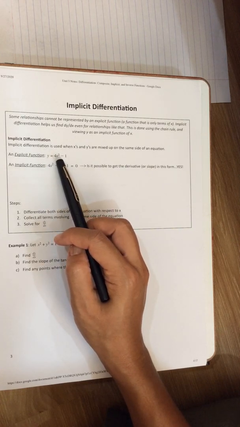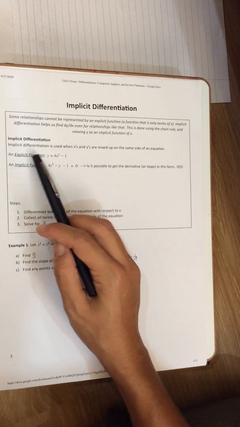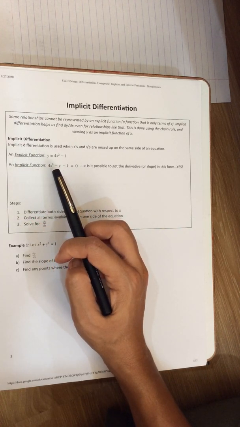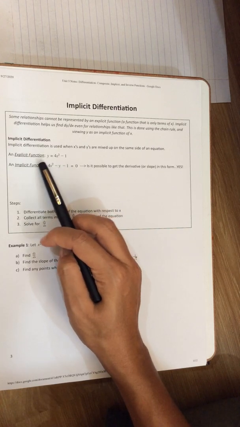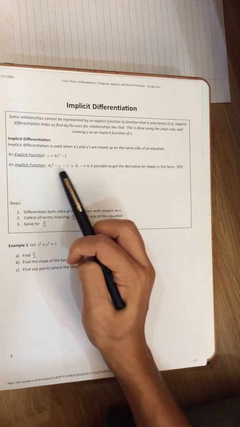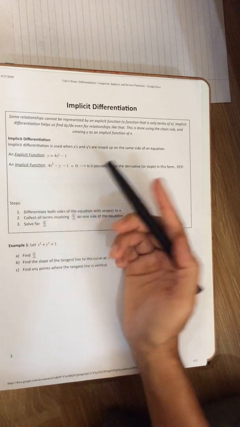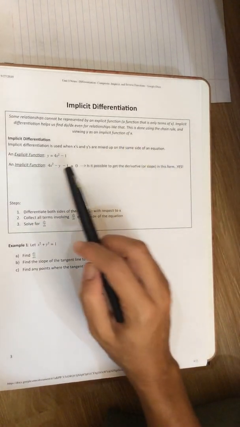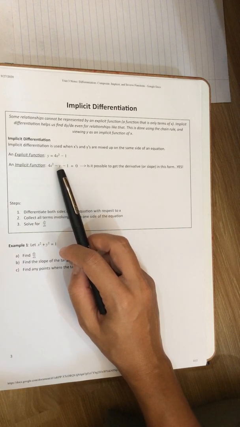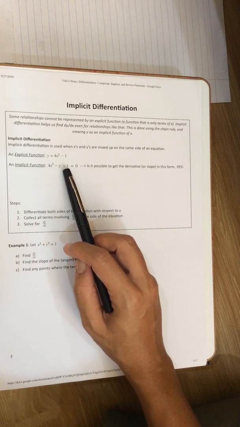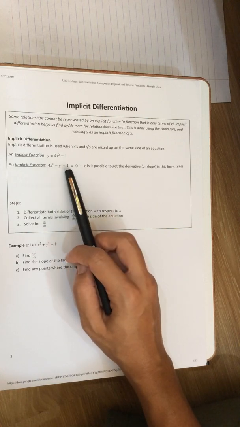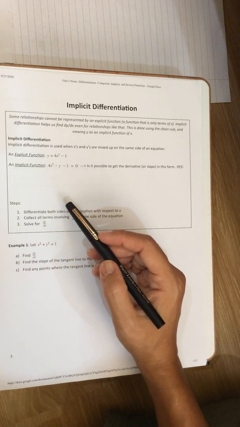That's why it's called an explicit function. Today we're going to learn how to differentiate implicit functions, right? So when the x's and the y's are on the same side, no variable is being defined in terms of another variable. Is it possible to find the derivative or the slope of a function in this form? Yeah, sure it is. We could put that on Desmos and we'd be able to find the slopes at each point.